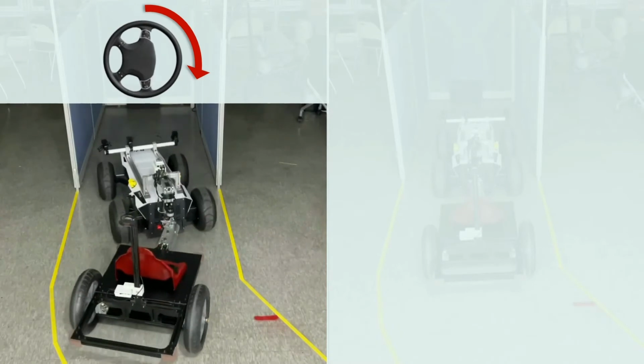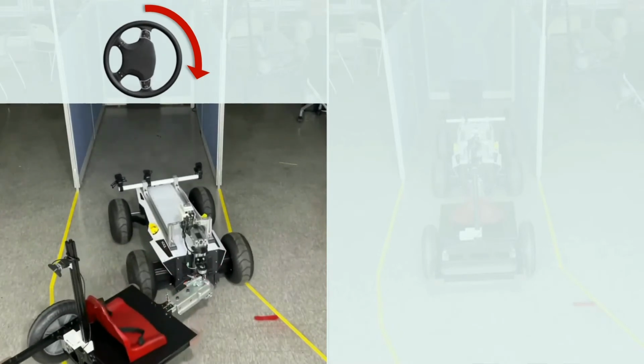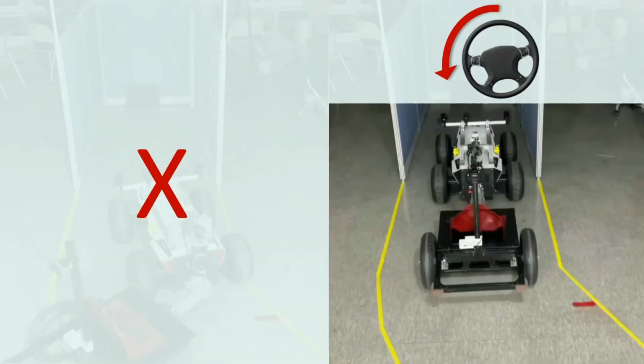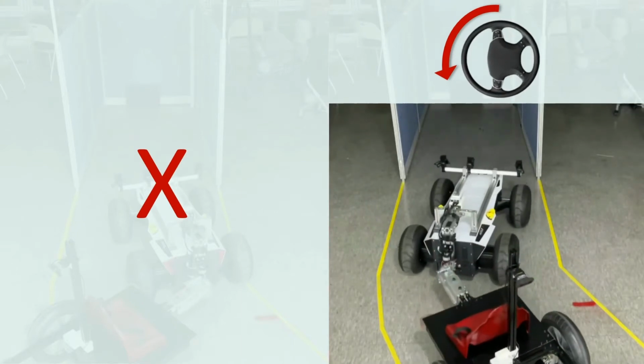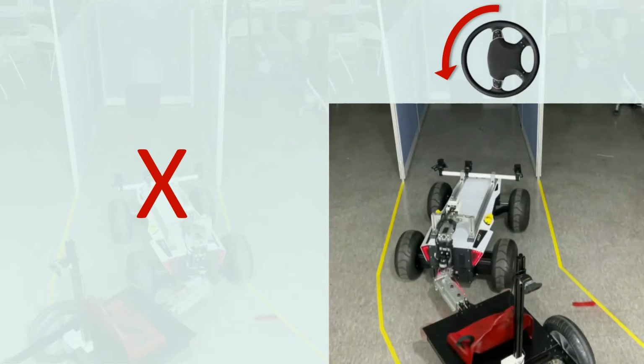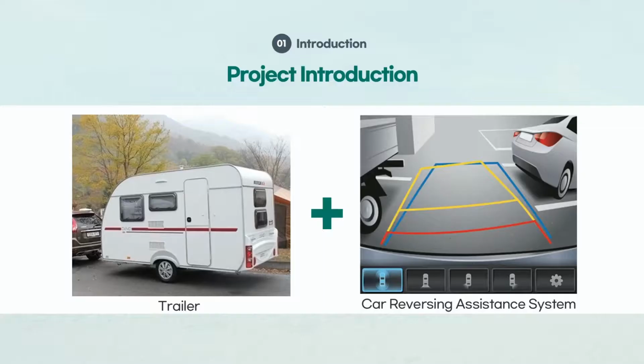Perhaps if you turn the handle clockwise and reverse, the trailer will turn left. You will need to turn the handle counterclockwise so that you can reverse it to the desired direction. Because of the different ways of reversing a regular vehicle, even good drivers find it difficult to reverse a trailer.